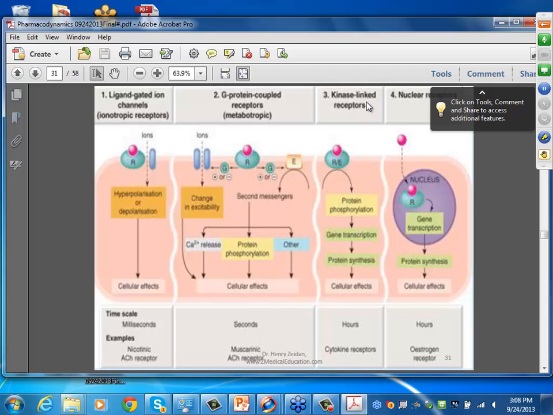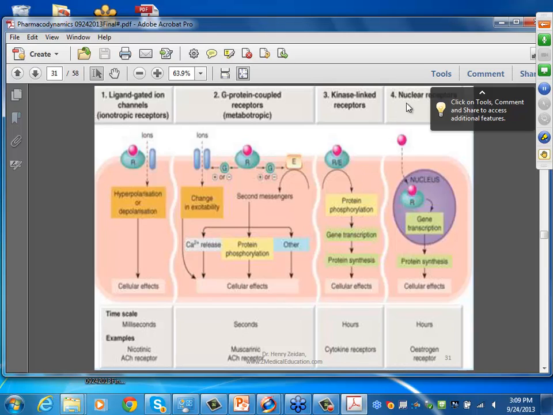Now you have the kinase-linked receptors, so that's the tedious cascade here. Okay, so you have protein phosphorylation, and you have gene transcription. When you deal with gene transcription and protein synthesis in order to get an effect, you have to appreciate the fact that that will require hours. So you can see the time scale actually is much longer. Where are you going to see that? With cytokine receptors. That's the kinase one.